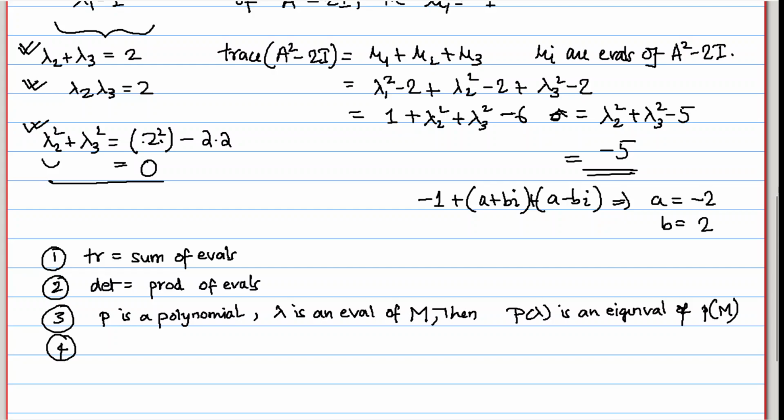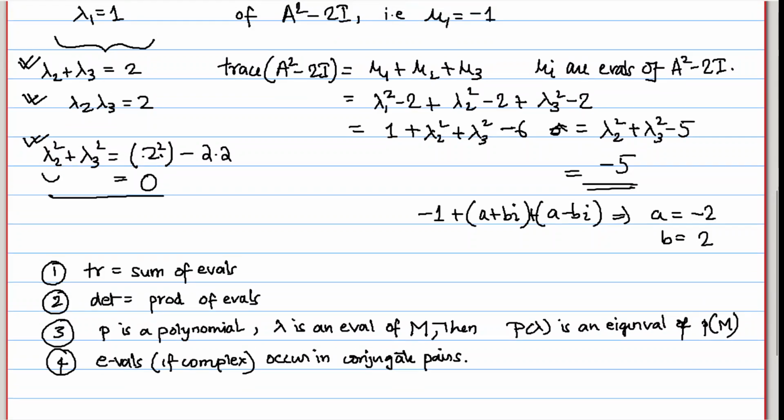What else did I use? Yeah, that's pretty much all I used. Then I used the fact that eigenvalues, if complex, occur in conjugate pairs. This is obvious because after all you're looking at the characteristic equation, right? So the roots of any polynomial occur in conjugate pairs.